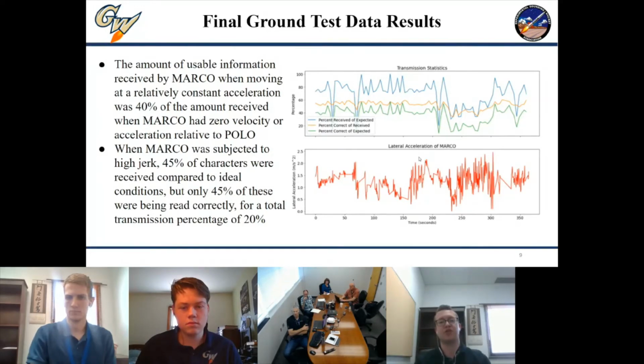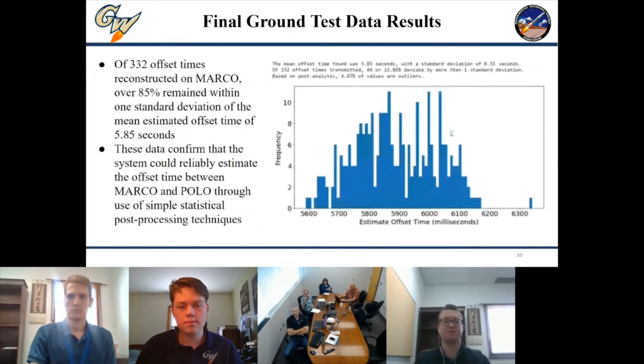And then conversely, during the period of high jerk shown towards the end, the amount of total information received relative to ideal conditions was about 45%. And the amount of that information that was correctly reconstructed was also about 45%, for a total transmission percentage of about 20%. Next slide.